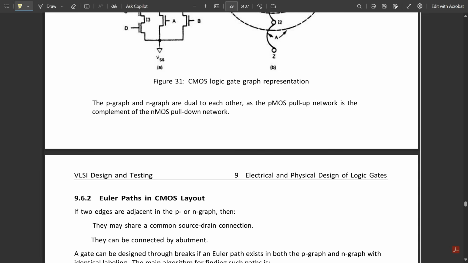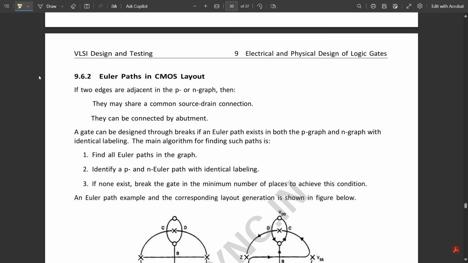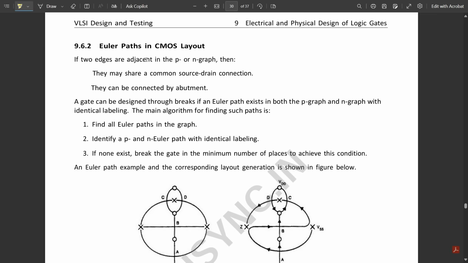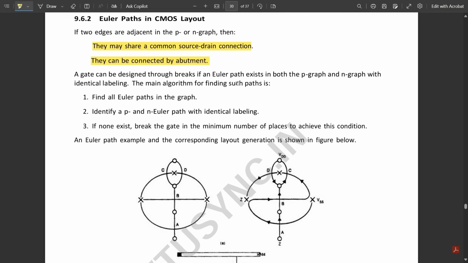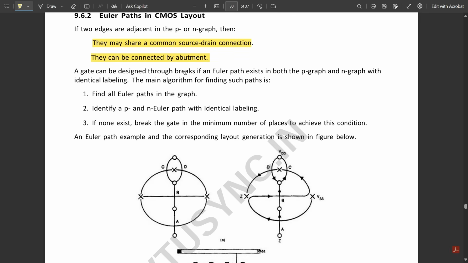Here, the P graph and N graph are dual to each other, as the PMOS pull-up network is the complement of the NMOS pull-down network. So, the Euler path in CMOS layout: if two edges are adjacent in the P or N graph, then they may share a common source drain connection, and they can be connected by abutment, as I've explained. A gate can be designed without breaks if an Euler path exists in both the P graph and N graph with identical labeling. The main algorithm for finding such paths is to find all Euler paths in the graph, then identify the P and N Euler paths with identical labeling.